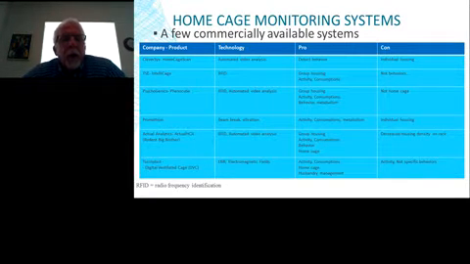Some of the home cage monitoring systems are mentioned here, and looking at the technology, we can see that a lot of it is video-based and RFID chips, so you can individually identify animals in that. But also there are beam break and vibration systems. There is also some gas monitoring for metabolic needs with some of these systems.